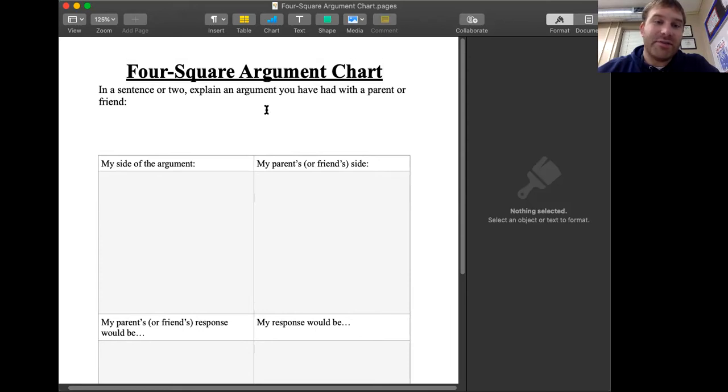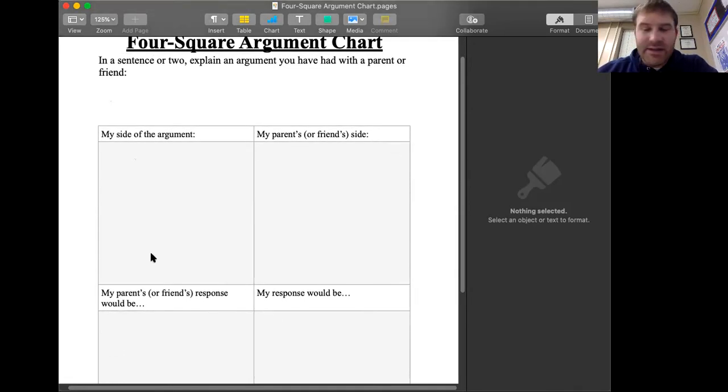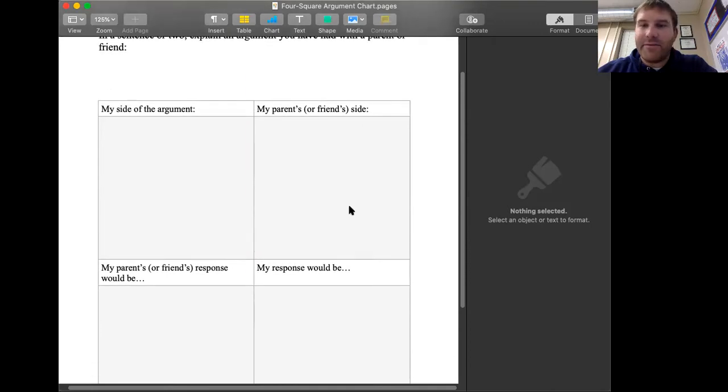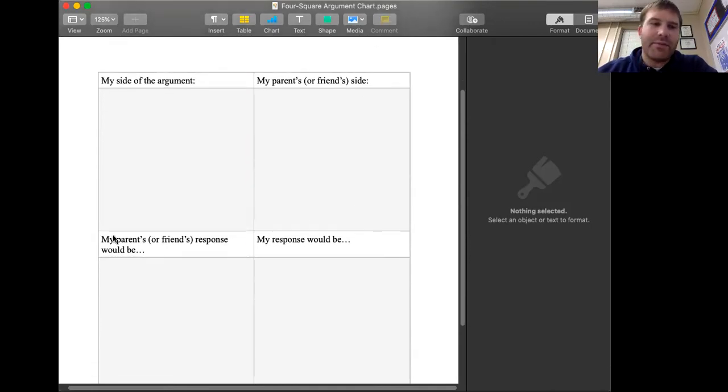So in a sentence or two, you're going to explain an argument you've had with a parent or with a friend, just an argument that you've had with somebody. Then you're going to list out your side of the argument, your parent or friend's side of the argument, how your parent or friend would respond to your argument, and how you would respond to your friend's argument or your parent's argument. So that's what you're doing. You're just anticipating counter arguments, and you're seeing how they would react to counter arguments and how you would react to counter arguments. You're seeing both sides of the picture. That's what you're doing with this particular activity.